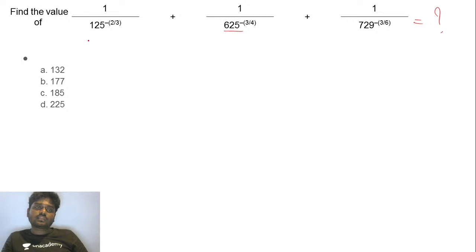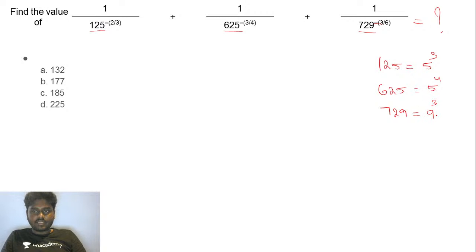So if you try to see the numbers 125, 625 and 729, you can literally write those numbers in powers, right? 125 I can write as 5 power 3. 625 I can write as 5 power 4. And 729 I can write as what? 729 is actually 9 cube.